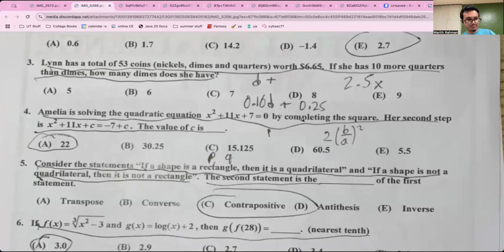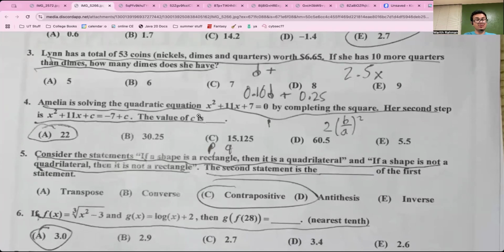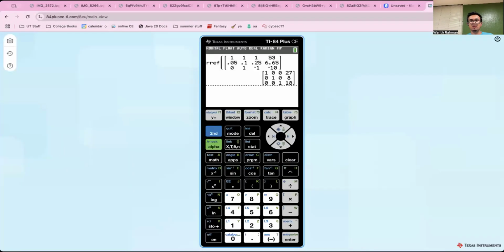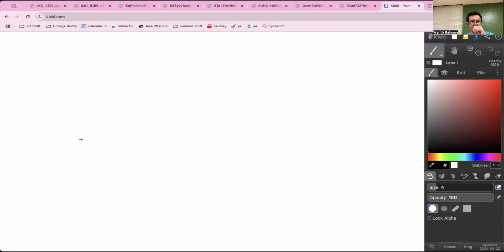Okay, whatever. Okay, question 4, Amelia solving the quadratic equation x squared plus 11x plus 7 equals 0 by completing the square. What is the value of c that you need to add? Okay, so general idea for completing the square is that we want to use square binomials. So wait, this is way easier if I type. Some of the stuff is easier if I type it out. That way I don't have to draw. Took me 3 times to find the font.